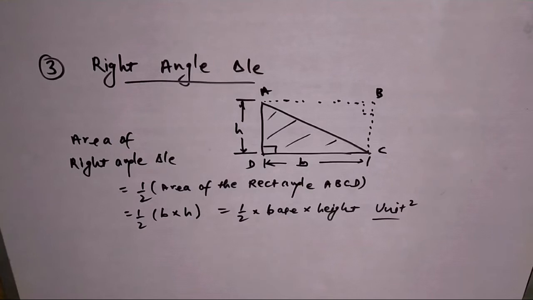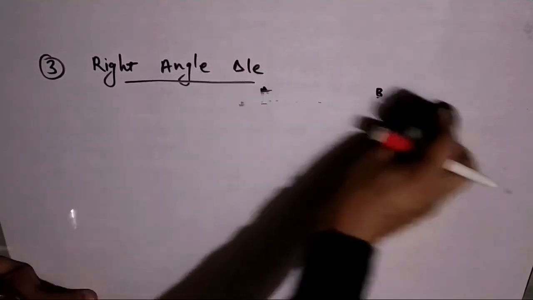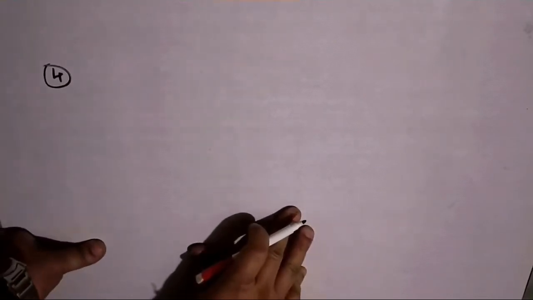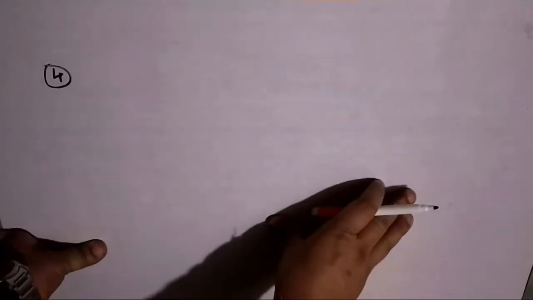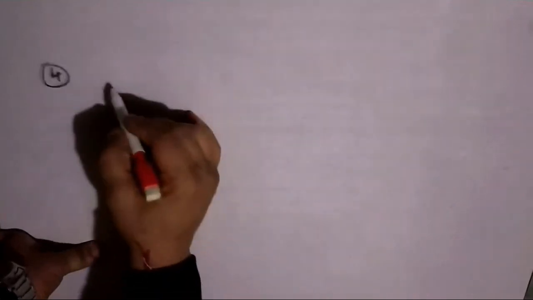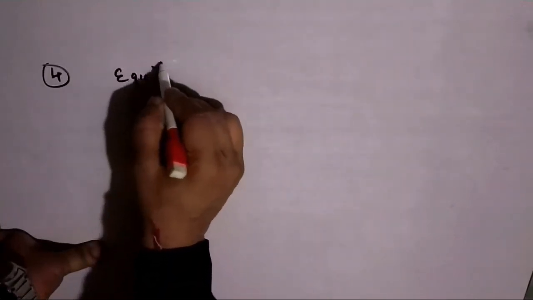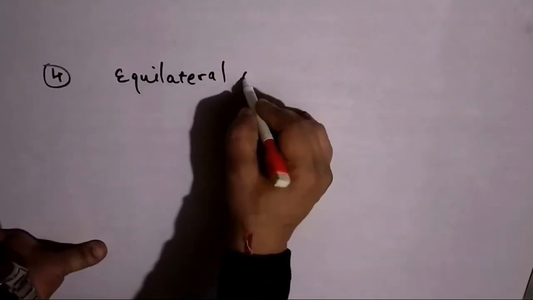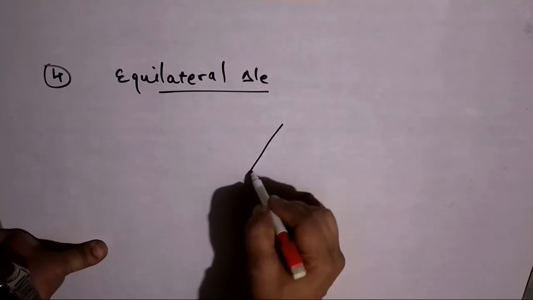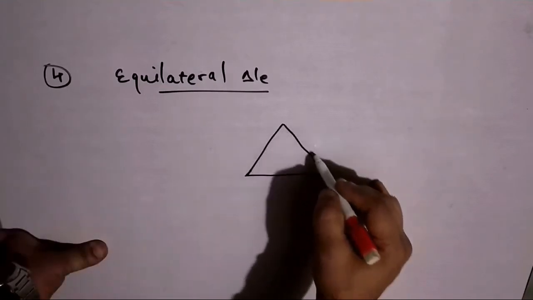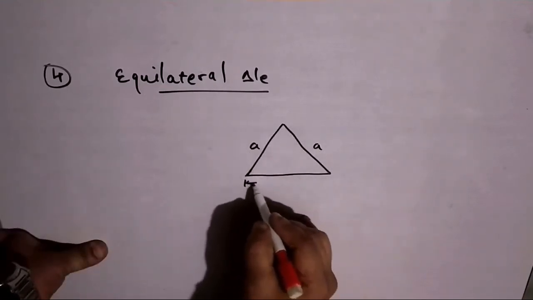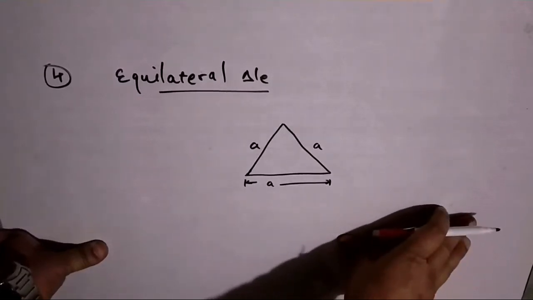So let us take another example. Let us take any regular figure. Suppose it's an equilateral triangle. So an equilateral triangle basically is a triangle like this whose all sides are equal. Means if this side is A, that side is also A, and that side is also A. So the length is the same everywhere.